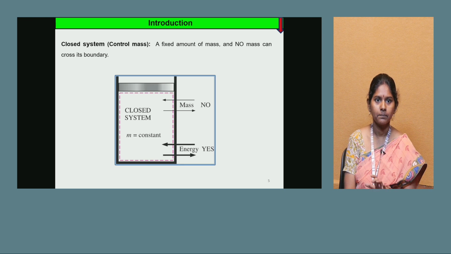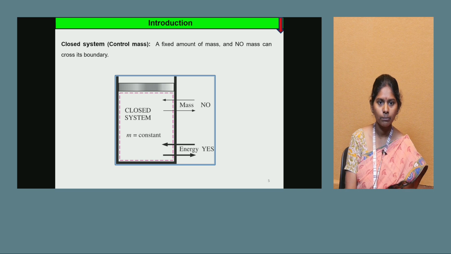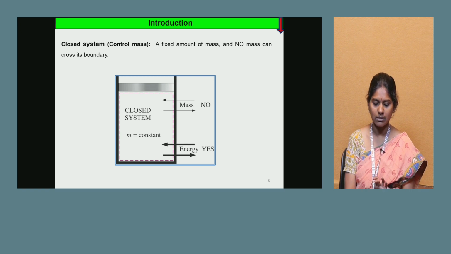Closed system: a fixed amount of mass, and no mass can cross its boundaries. For example, a vessel with water being heated, with the vessel placed with a cap or a lid. So here there is an exchange of heat energy but no exchange of mass. So the mass is constant but the energy varies.